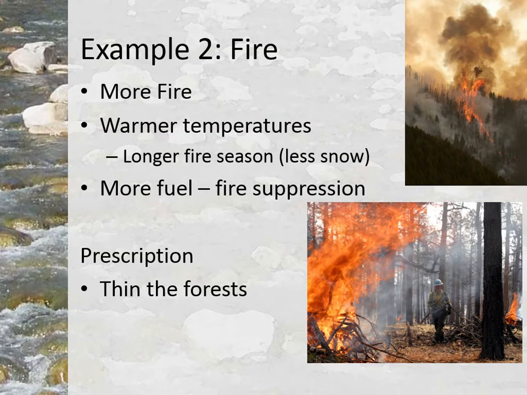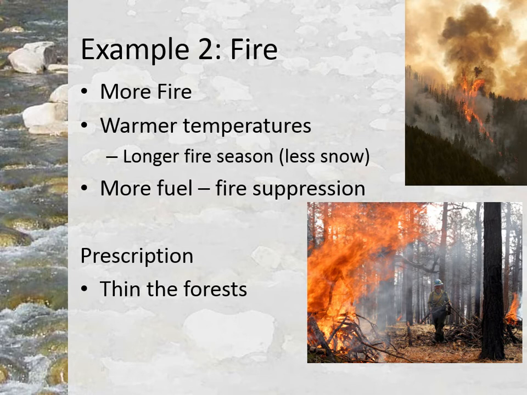A second example relates to fire. Again, we've seen more fire in the landscape. It's been attributed largely to warmer temperatures, longer fire seasons. The Westerling paper is an example in there. And it's also been attributed to the fact that we have more fuel on the ground because we've had a lot of fire suppression.